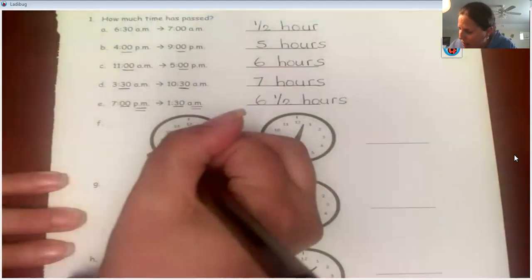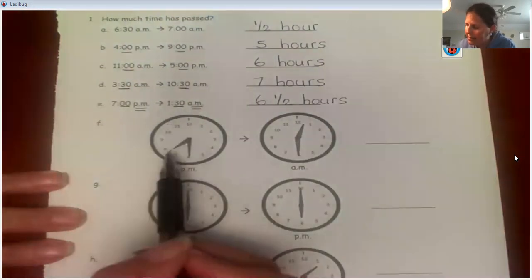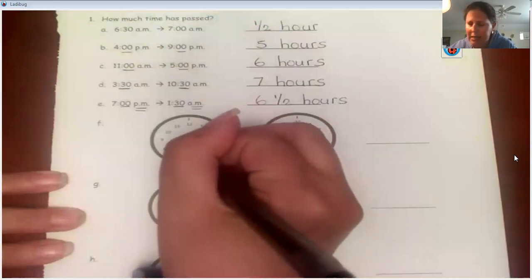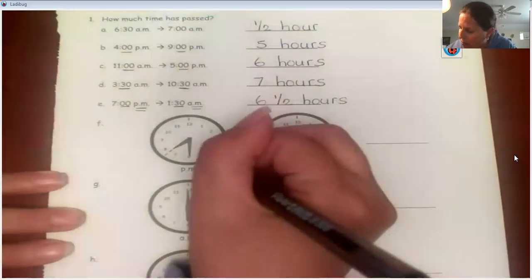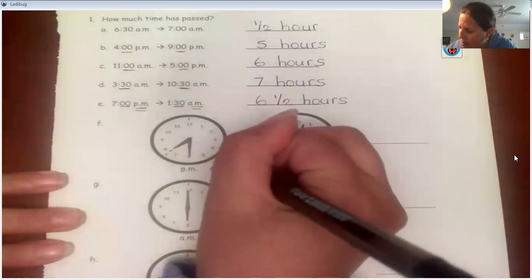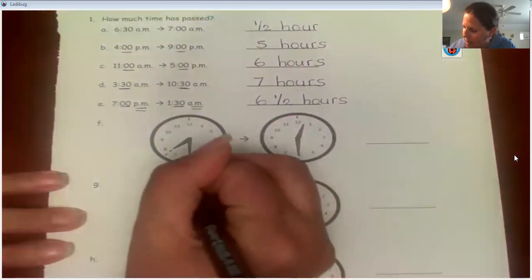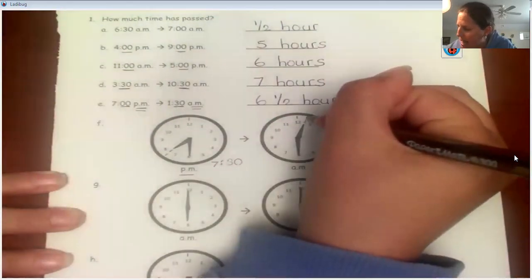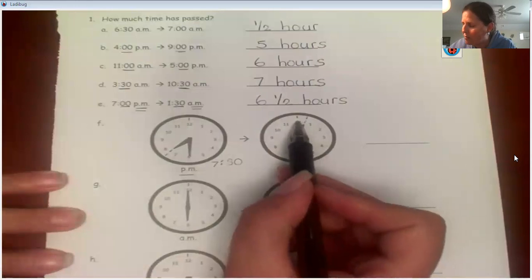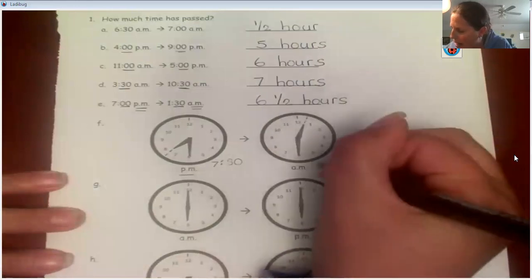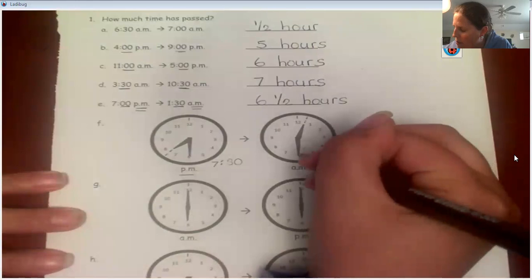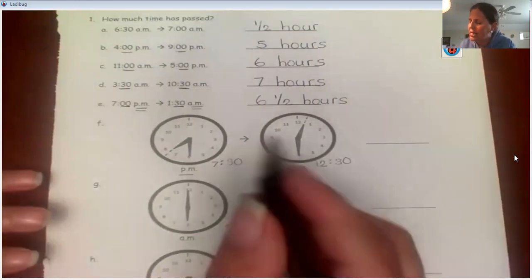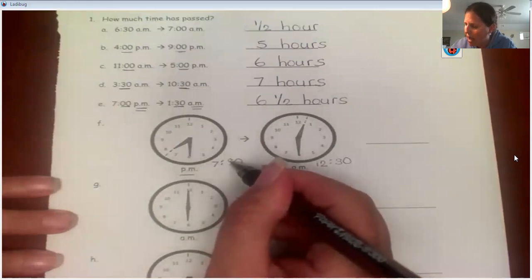So for letter F, I look, my hour hand is after the 7, but not yet at the 8. And my minute hand is on the 6 or halfway around the clock. So it is 7:30, and they're letting us know it's p.m. in the evening. The ending time, my hour hand is after the 12, but not on the 1 yet. So it's 12:30 because the minute hand is on the 6. So both of them are on the half hour.